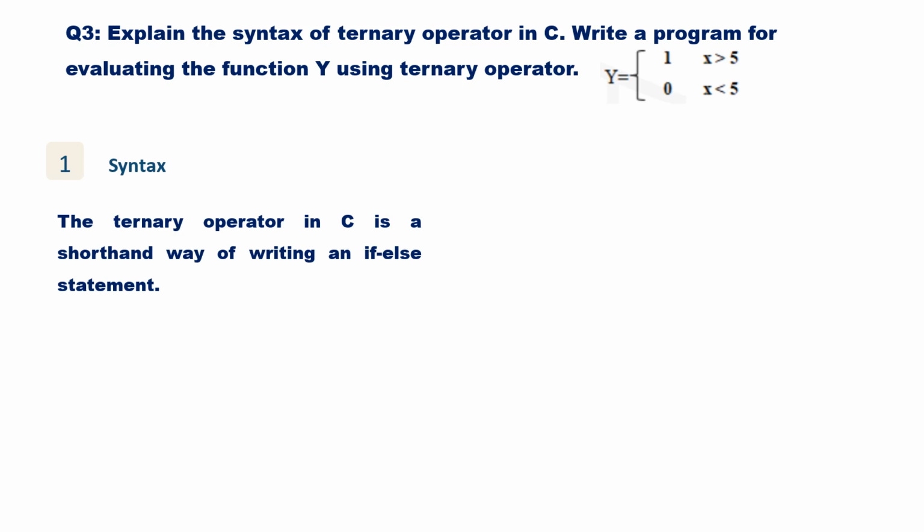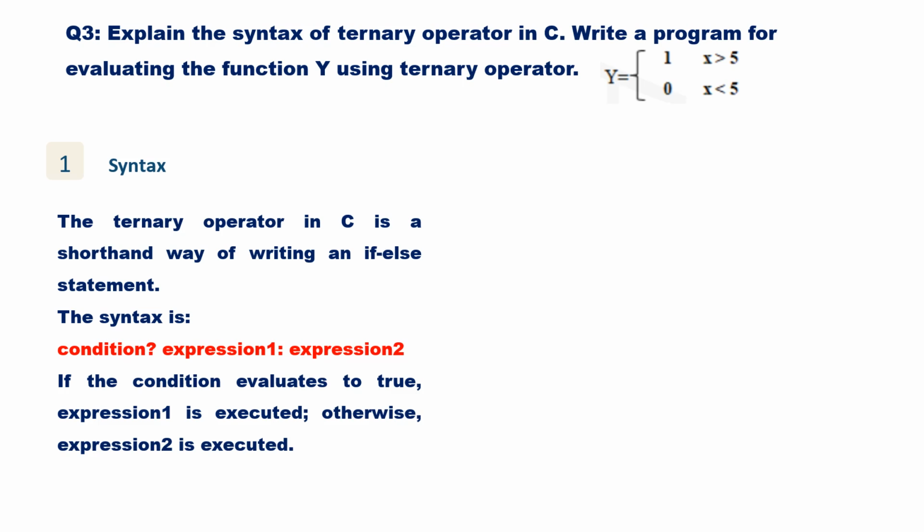The ternary operator in C is a shorthand way of writing an if-else statement. The syntax is condition ? expression 1 : expression 2. If the condition evaluates to true, expression 1 is executed, otherwise, expression 2 is executed. Let's now write the program for the second part of the question.